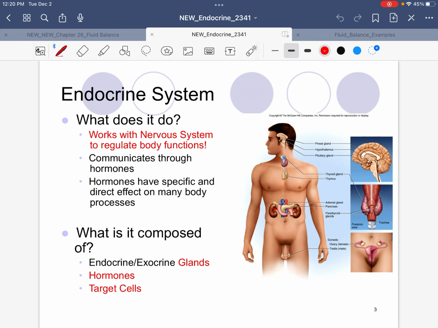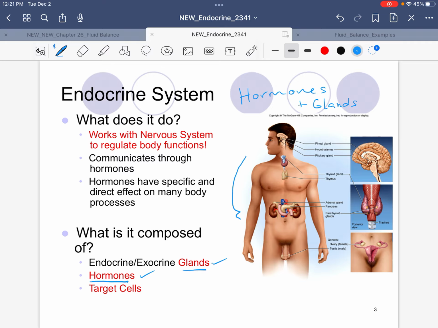So let's just introduce the endocrine system. When you think of endocrine, you're probably going to think of hormones, and that's correct. We think about hormones and glands. Endocrine, hormones and glands. What is it comprised of? Glands, the hormones those glands secrete, and then the target cells would be where those hormones go to have their action. Right now, let's just focus on glands and hormones.